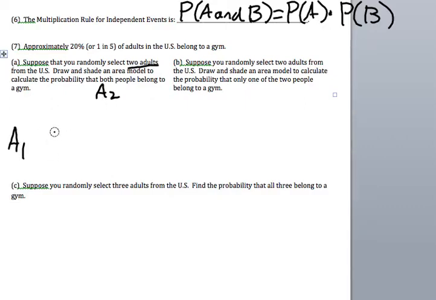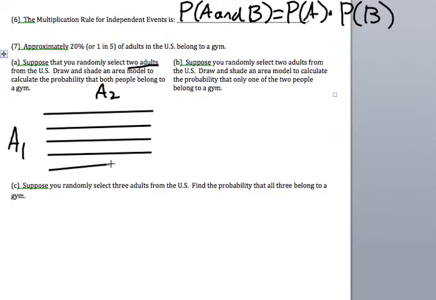One outcome could be they don't go to a gym. Another outcome could be they do go to a gym. What we're going to use is this 1 in 5. Actually, let's do our rows first. Sorry about that. Let's get our rows set up. 1 in 5 lets us know we're going to use 5 rows for adult 1. And since this person is also an adult, they get their 5, except this time it's going to be 5 columns.